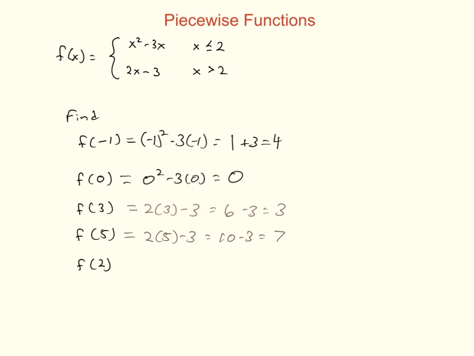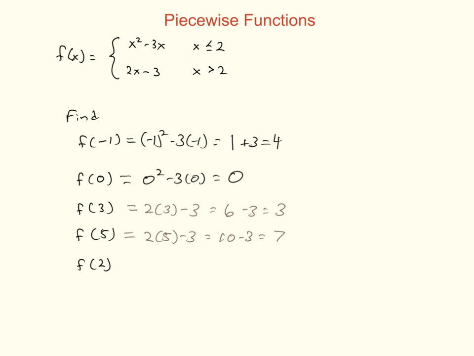The one thing in terms of evaluating a piecewise function that you have to be concerned with is at the endpoint. So in this case, we're looking at f of 2. For f of 2, we have to look at which inequality it satisfies. The one that satisfies is going to be the one that has either less than or equal to or greater than or equal to. And in this case, that's this one right here, the top piece.